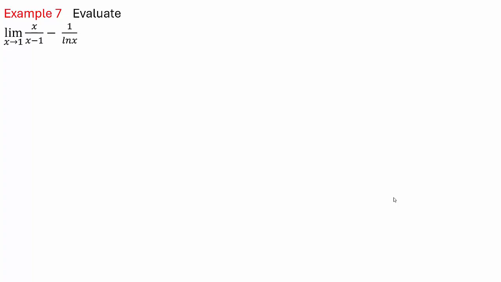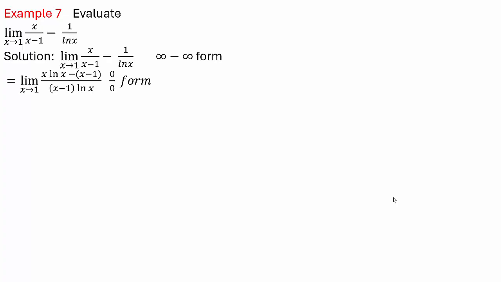Example 7. Evaluate limit x tends to 1 of x divided by x minus 1 minus 1 upon log of x. It is infinity minus infinity form. Hence, it can be expressed as limit x tends to 1 of x log of x minus x minus 1 divided by x minus 1 log of x. It is a 0 by 0 form.